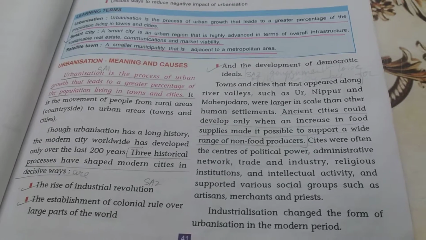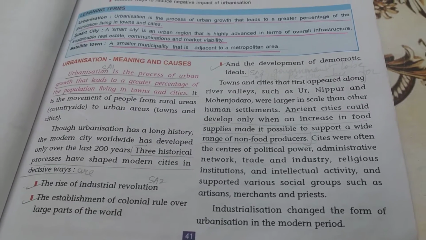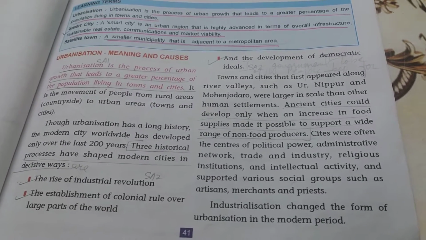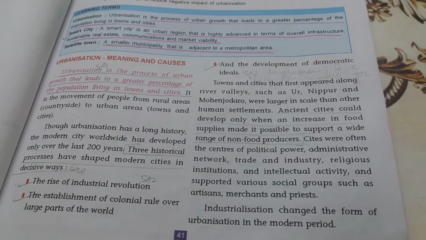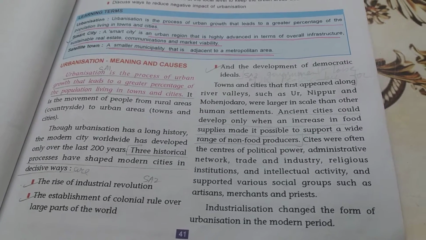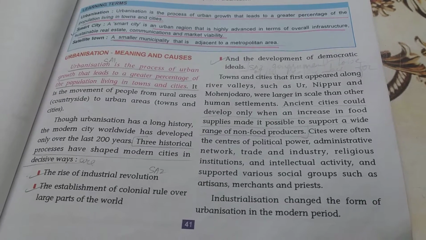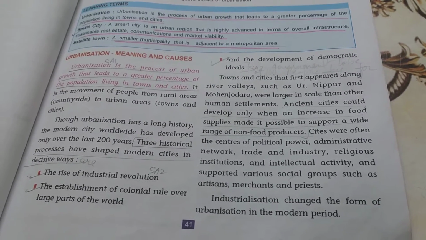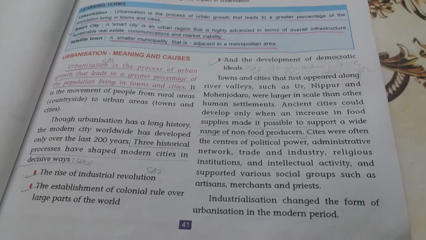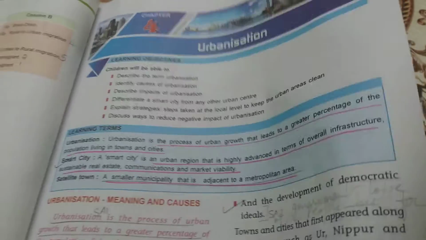Cities were often the centers of political power, administrative network, trade and industries, religious institutions and intellectual activity, and supported various social groups such as artisans, merchants and priests. Industrialization changed the form of urbanization in the modern period.